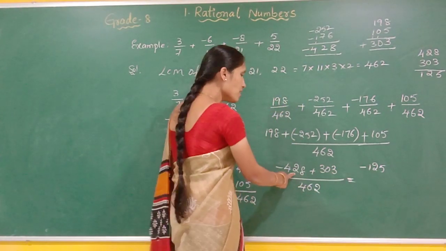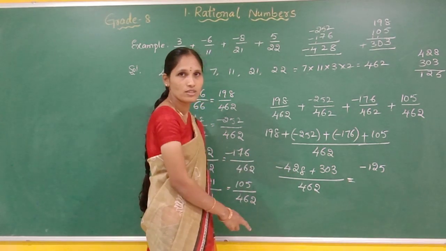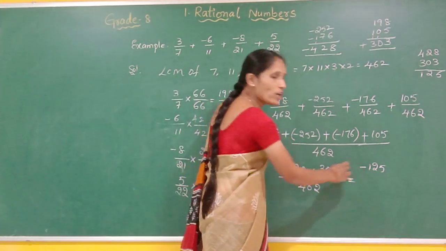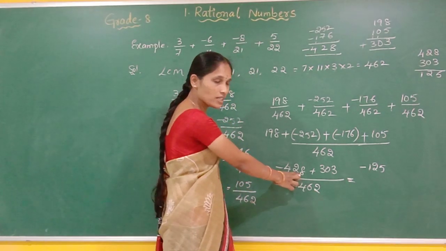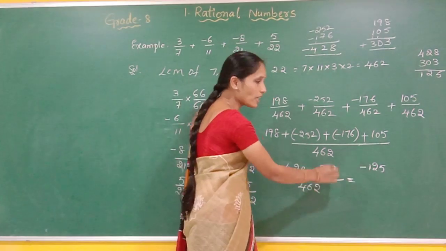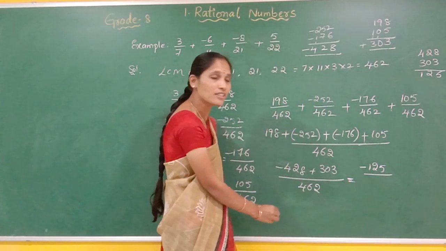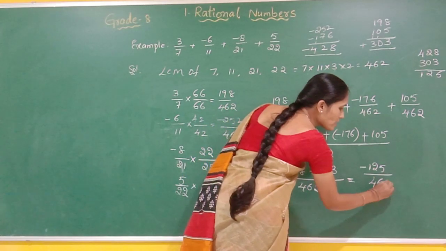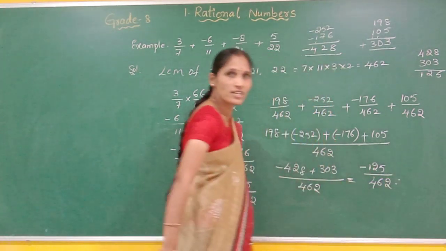Why? Here 428 is the largest number, and it has a negative sign. So, children, the result is also negative. The sum of minus 428 and 303 is minus 125. What is the denominator? That is 462. Do you understand this, children?